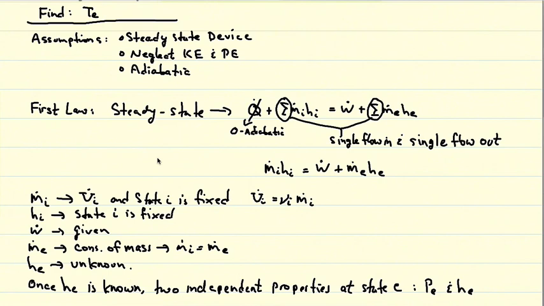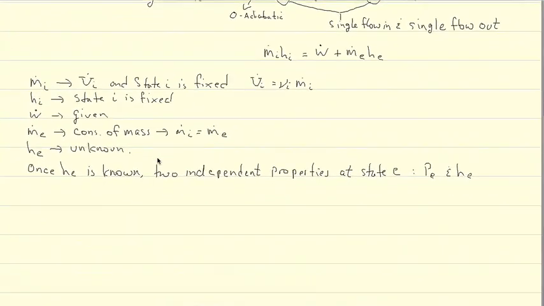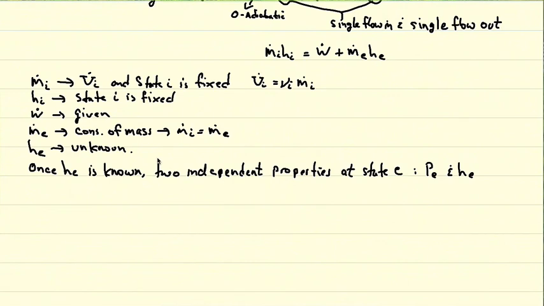Just to complete our analysis of the first law equation, we can manipulate it such that we can write it in terms of HE, right? So we can simply say that HE is equal to m dot I HI minus W dot, divided by m dot E. Okay, so now it's just a matter of calculating all of these terms.